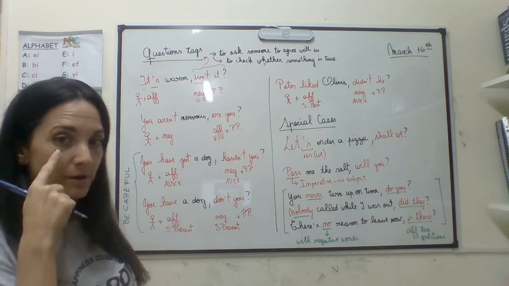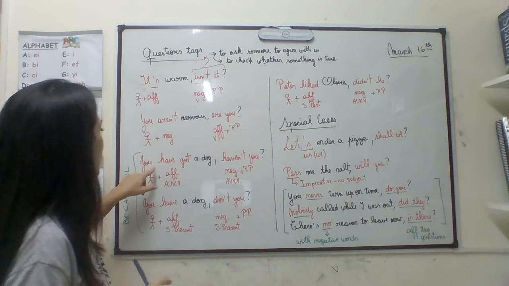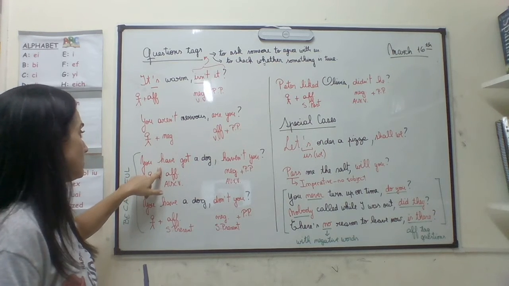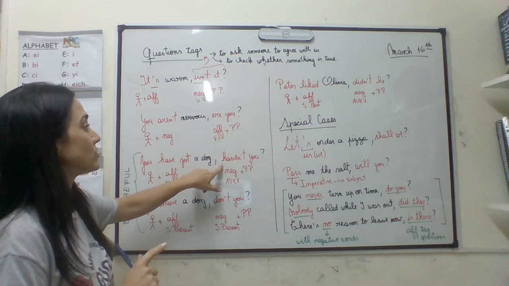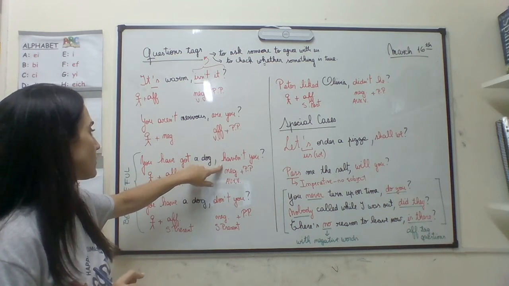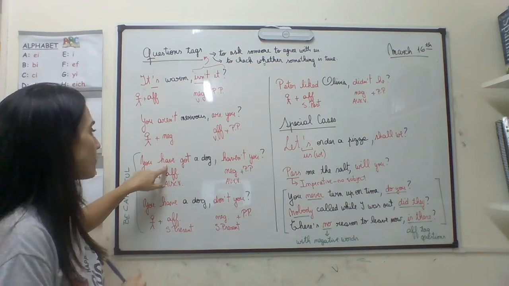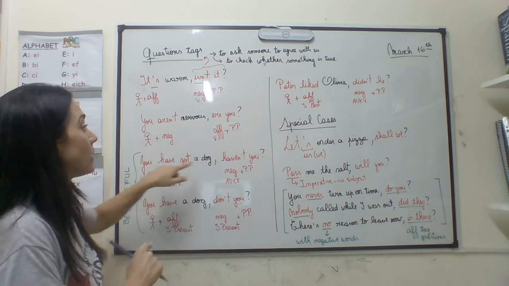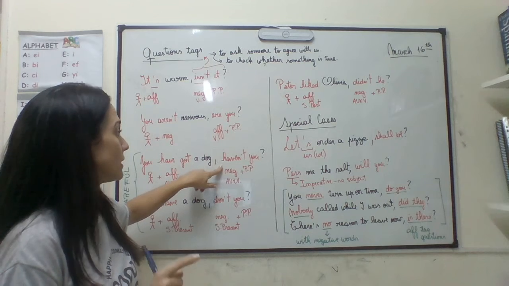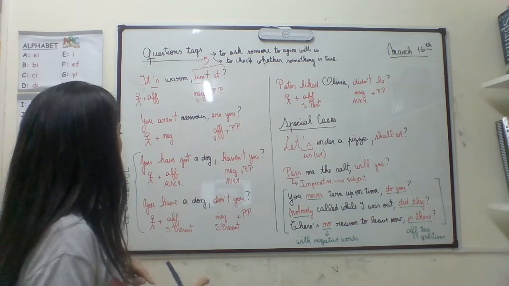What happens here, and pay attention. If you say, you have got a dog, the question tag is haven't you? Why? Because the auxiliary verb is have in this case. Then in the question tag you're going to put the negative with haven't.